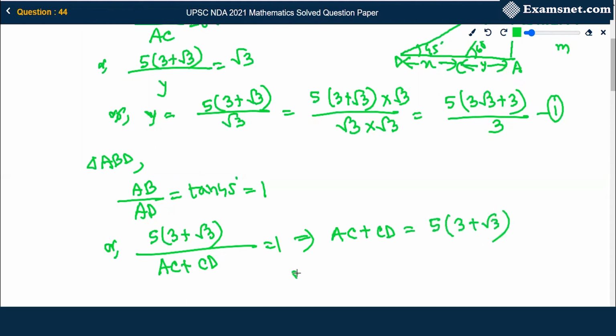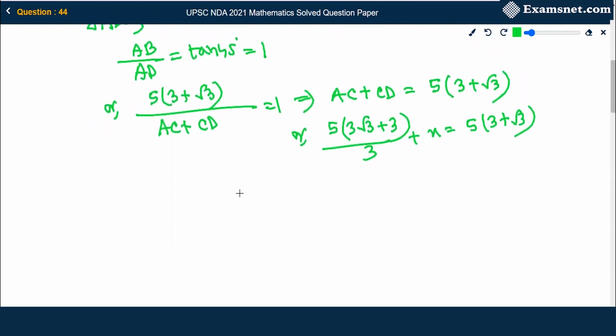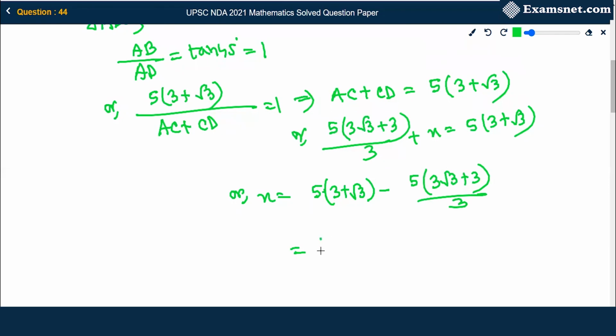Further, this can be written as AC plus CD equals 5 times (3 plus root 3). Now we will directly put the value for AC, 5 times (3 root 3 plus 3) by 3, and CD means x. So x equals 5 times (3 plus root 3) minus that value. We can directly solve this.